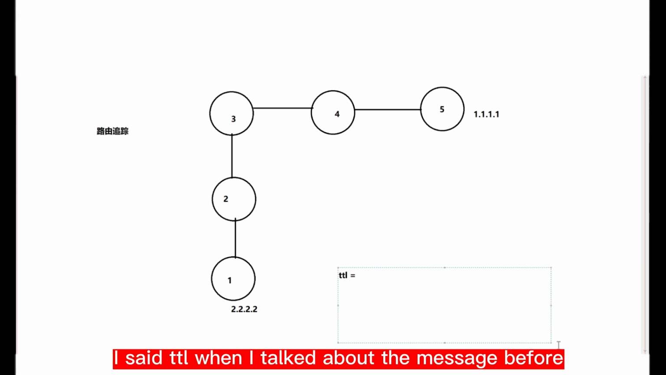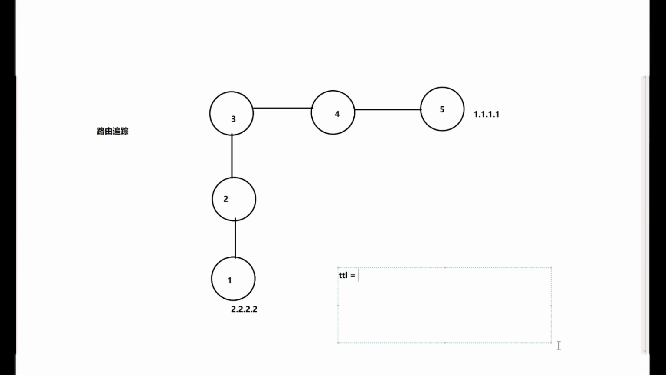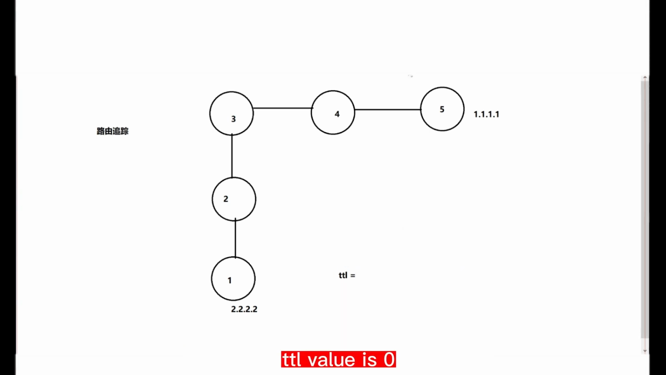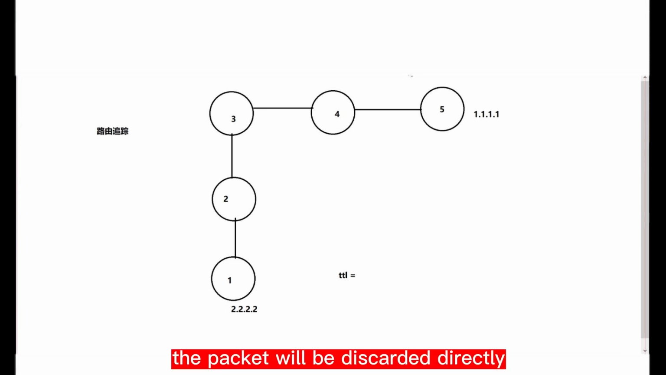I said TTL when I talked about the message before. TTL is time to live. Where does this message go? You can't forward it down. If a message is received and the TTL value is 0, the packet will be discarded directly.